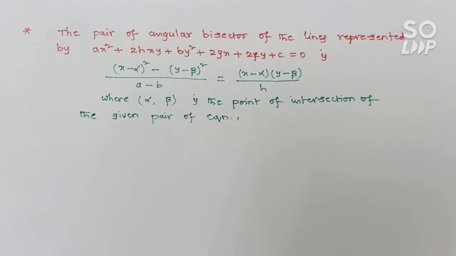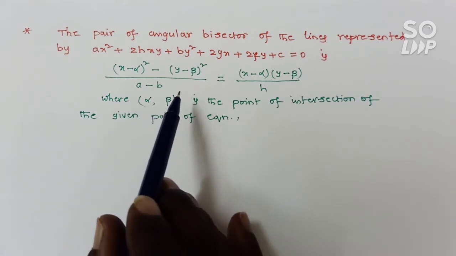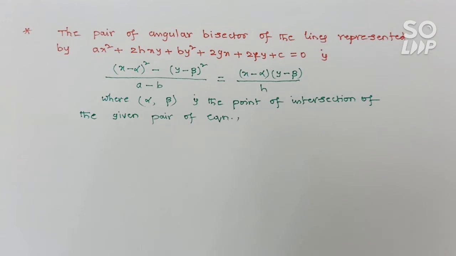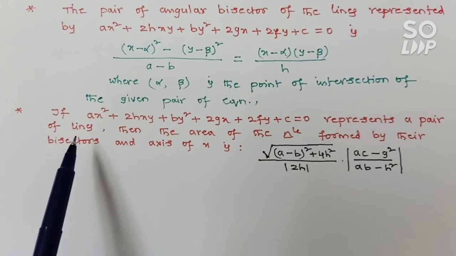Why am I saying this is important? Already for the homogeneous equation we proved that the equation of the bisector of the angle between the pair of lines will be x square minus y square by a minus b is equal to xy by h. That's why it is very important. Okay, see the next concept.